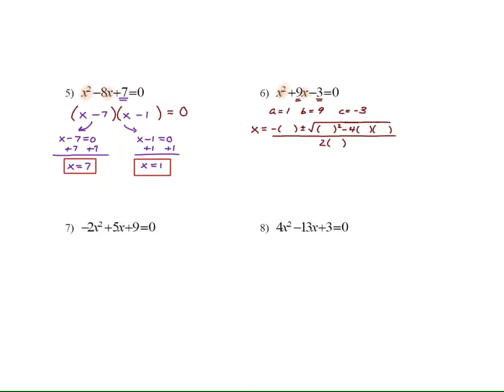Now I just put my numbers in the correct place, so it's the opposite of b, so 9 goes in that first set of parentheses, plus or minus the square root of b squared, which is 9 squared, minus 4 times 1 times negative 3, all over 2 times 1. So that's step 1. Just put the numbers in the correct place. Just be careful about what's inside parentheses.